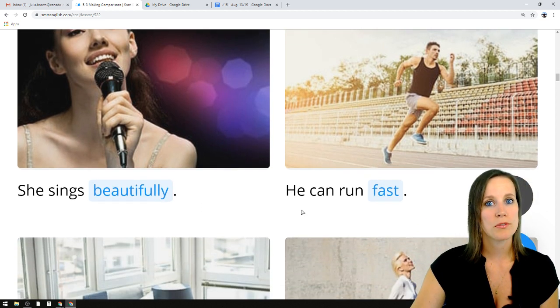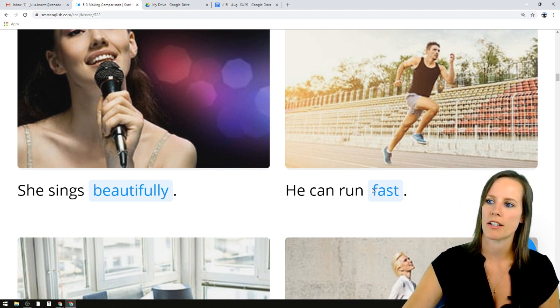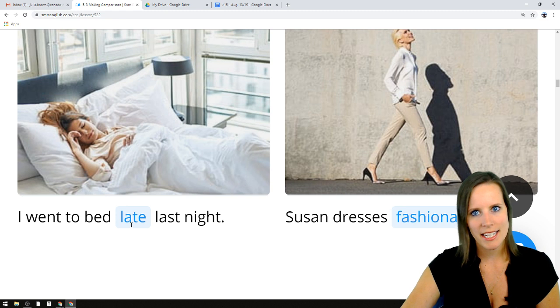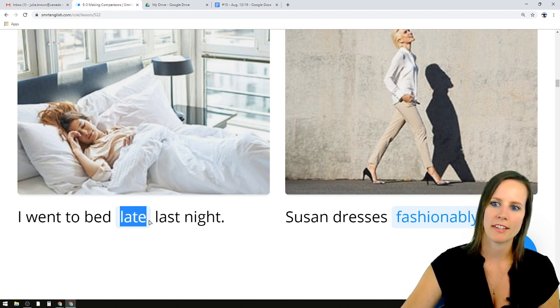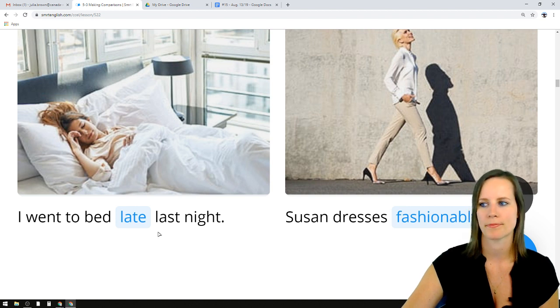And next one, he can run. How can he run? He can run fast. So we have our adverb fast. And I went to bed late last night. So here we have late, modifying the action of going to bed.